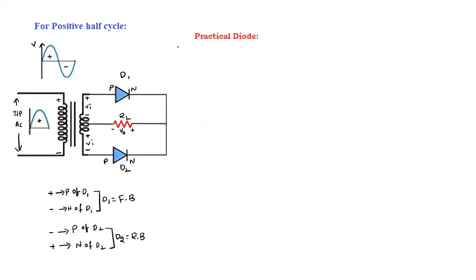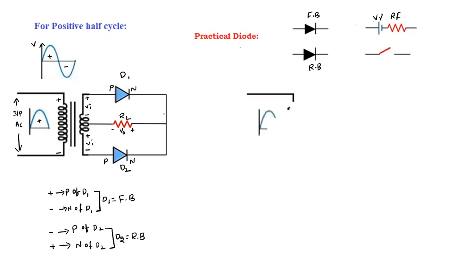If you see the practical diode, when the diode is in forward bias, the total diode is replaced with the cut-in voltage that is connected in series with the forward resistance. RF is called the forward resistance. Now when the diode is in reverse bias, the total diode will be replaced with an open switch. Now this practical diode replacement, we will draw here.